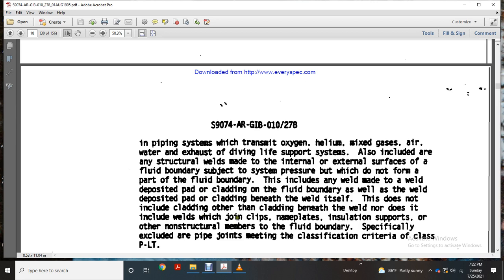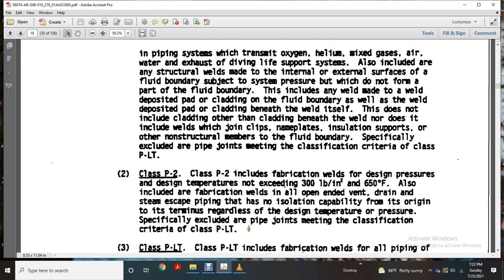Nor does it include welds which join clips, nameplates, insulation support with the other non-structural member of the fluid boundary. Specifically excluded are pipe joints meeting the classification criteria of Class Piping 1.